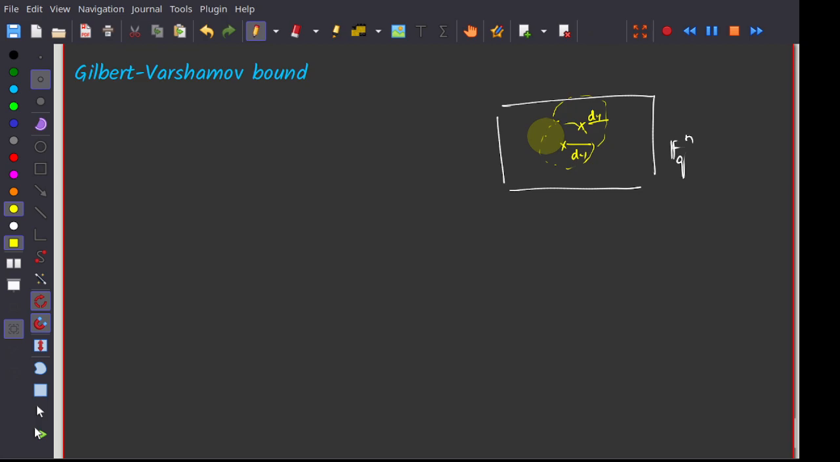I keep repeating till I have no more vectors left. Next, maybe I pick this particular vector, so I throw away some more code words, then maybe I pick this vector, I throw away all code words, then I pick this vector, I throw away some more. I'll keep going till I can't pick anymore. My entire F_q^n is exhausted. That's a greedy way of construction. So let me just lay out all the steps.